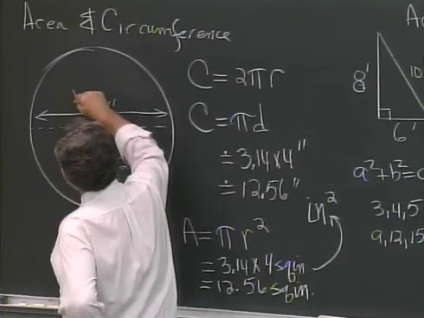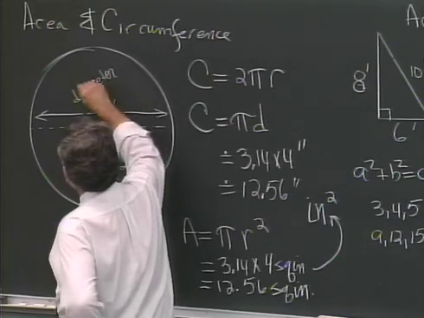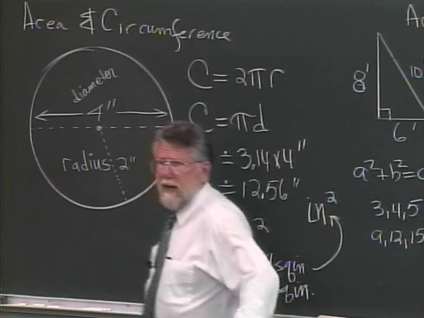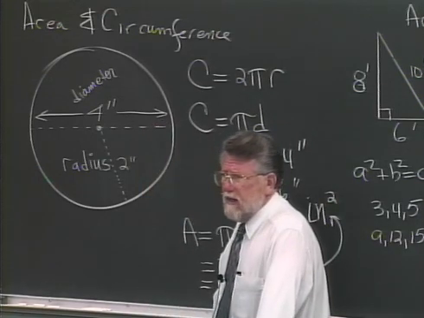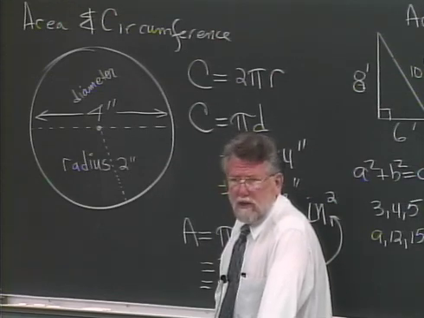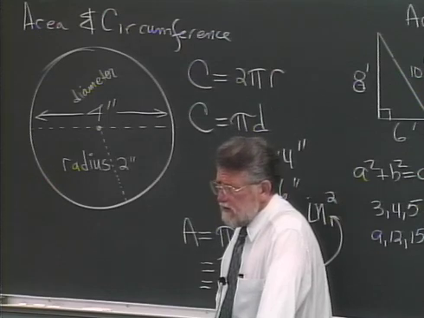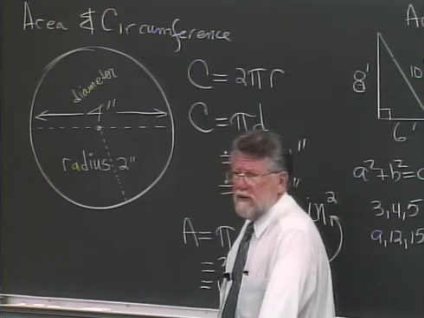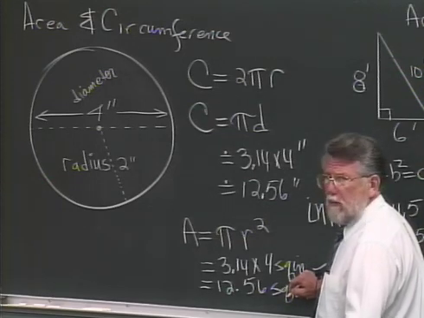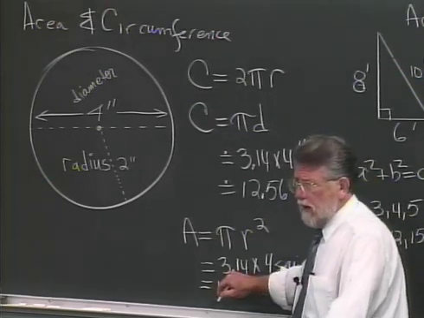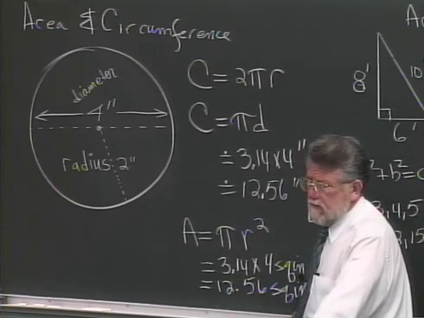And this is the diameter. So if I give you the diameter, you have to do what? Cut it in half to get the radius. So pi r squared then is 3.14 times 2 inches times 2 inches, which is the 4 square inches I have right here. When you multiply that 4 times 3.14, 12.56. Okay?